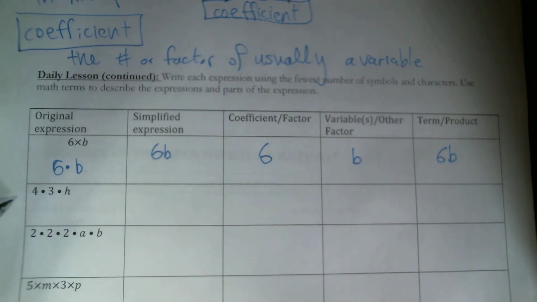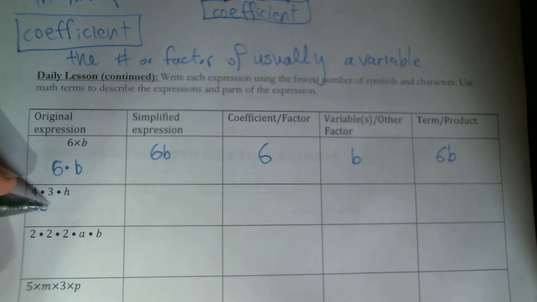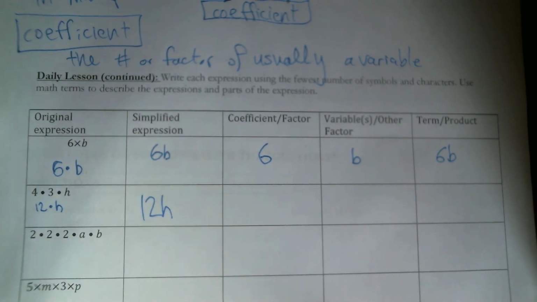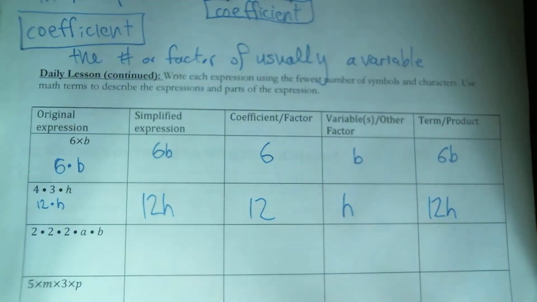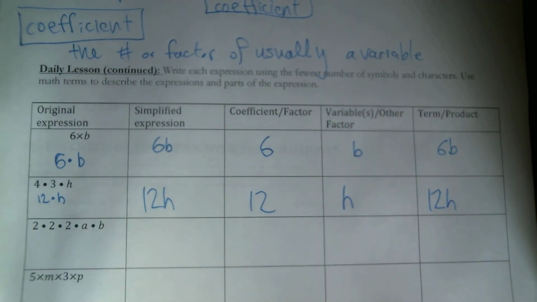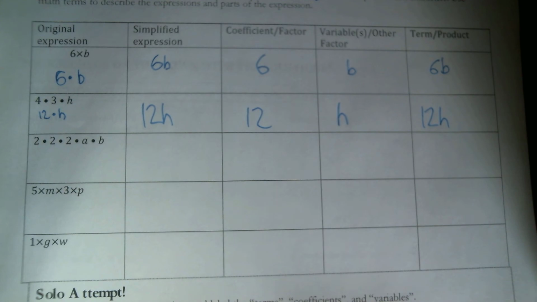Let's take a look at this one. I know 4 times 3 times h. Well, the simplified expression: 4 times 3 is 12, 12 times h, I can write simply as 12h. What's my coefficient? See if you can write it down. It should be 12. Obviously, my variable is h. My whole term, the product I'm talking about, is 12h. I encourage you to try these next 3 without me, and then come back and see if you got some of them right.